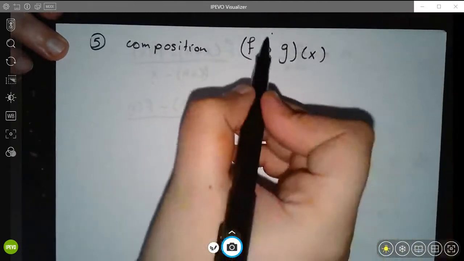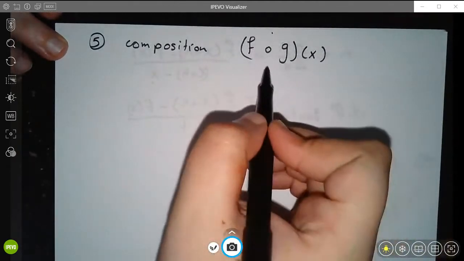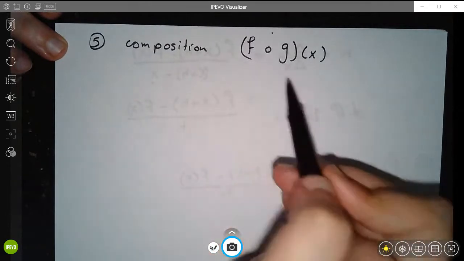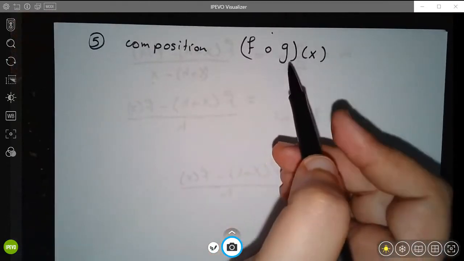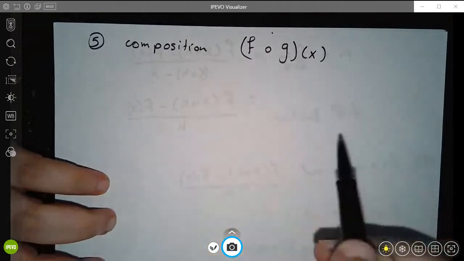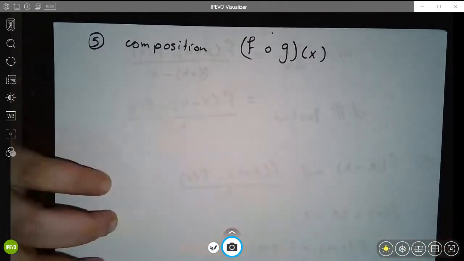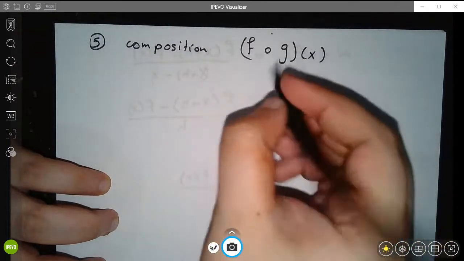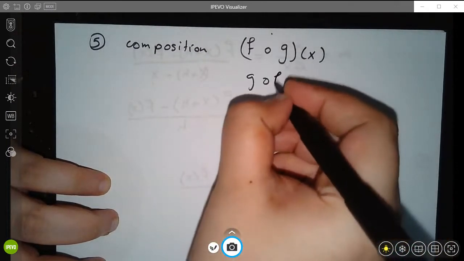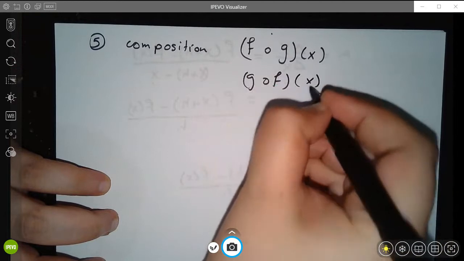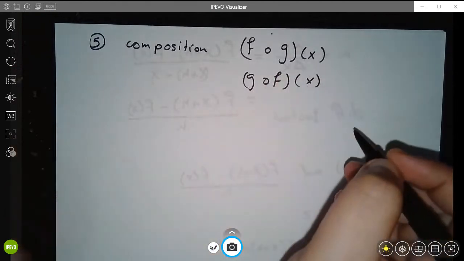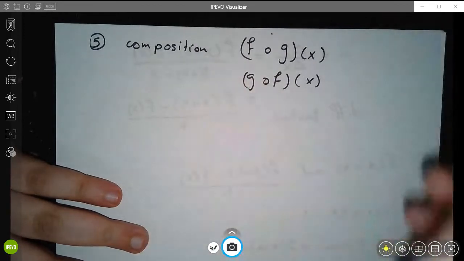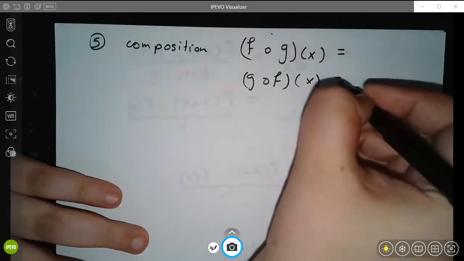On tests, make sure it's not a dot, that's a circle. And if it's not clear, ask me. But it should be very clear, because a circle is not the same thing as a dot. So when you see f circle g or g circle f, if I decided to give it to you backwards, this is composition. If the middle looks like an O, it's a composition. Yes? And like the other operations, the order matters.